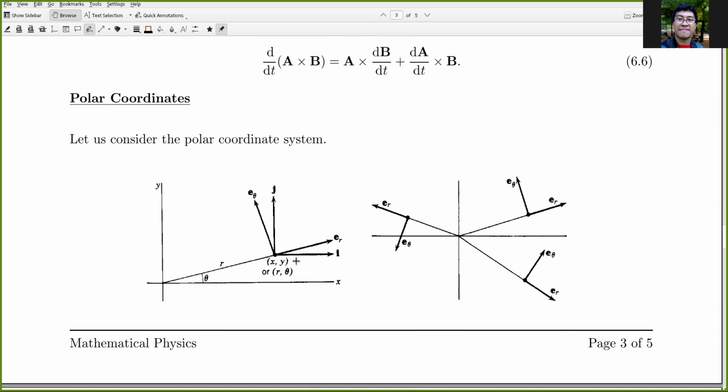So e_r is a unit vector directed radially outward. From the center, the origin, it goes outward. While e_theta is perpendicular to e_r, directed counterclockwise relative to the x-axis, like here. If you move the point, the direction of e_r changes and e_theta also changes, but e_r is always radially outward. e_theta is always counterclockwise perpendicular to e_r. Similarly here.